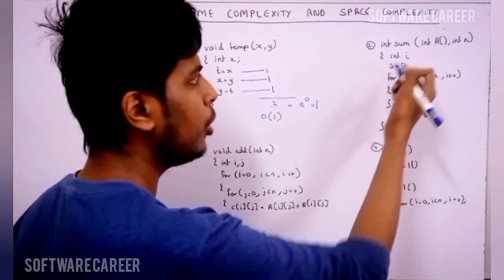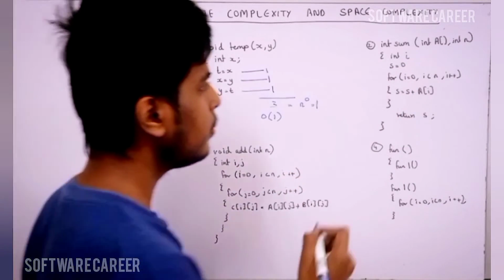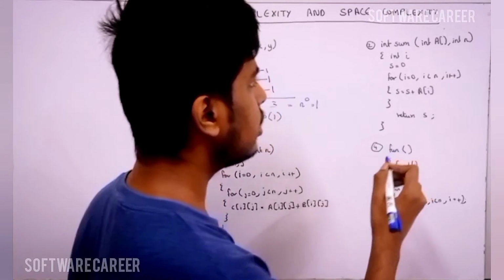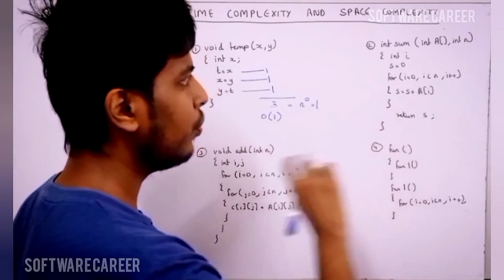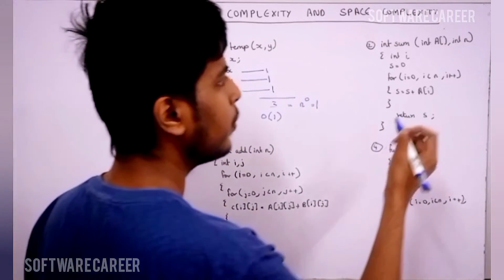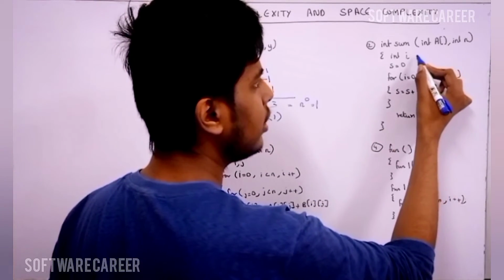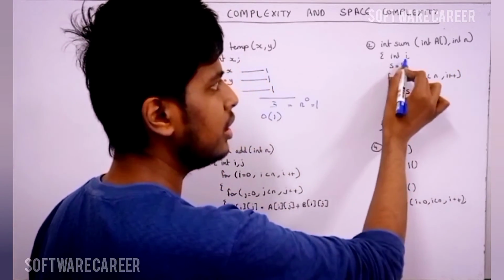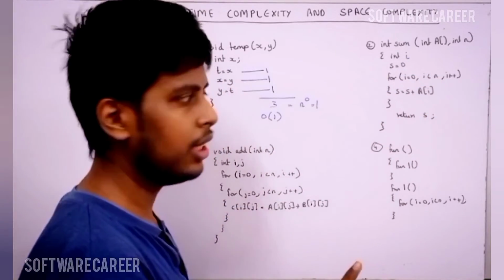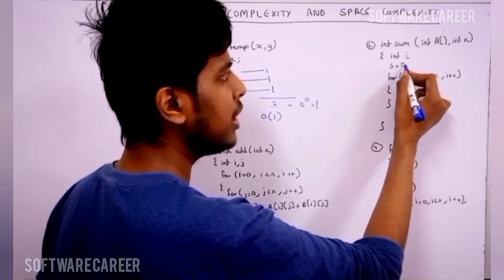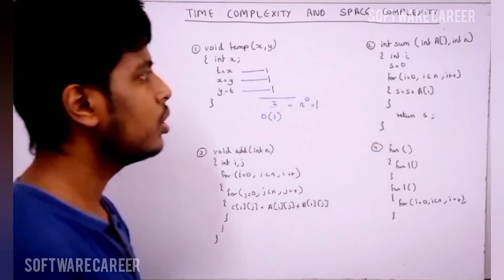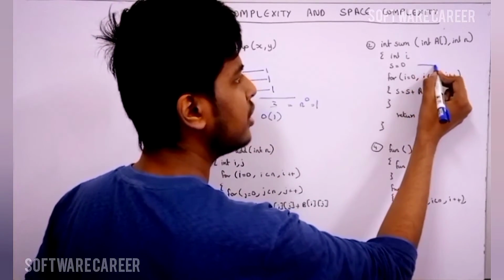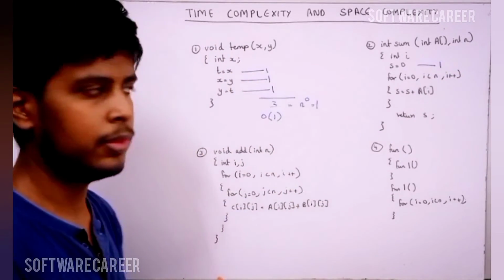Now let's find the time complexity for the second program. This is a program used to find the sum of an array. In this I am declaring the integer variable i. For this no time is taken. In the second step, I am setting s to 0, so it takes one unit of time.